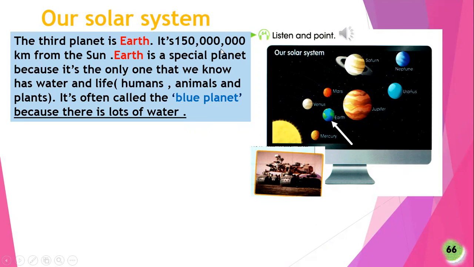It's 150 million kilometers from the sun. Earth is a special planet.